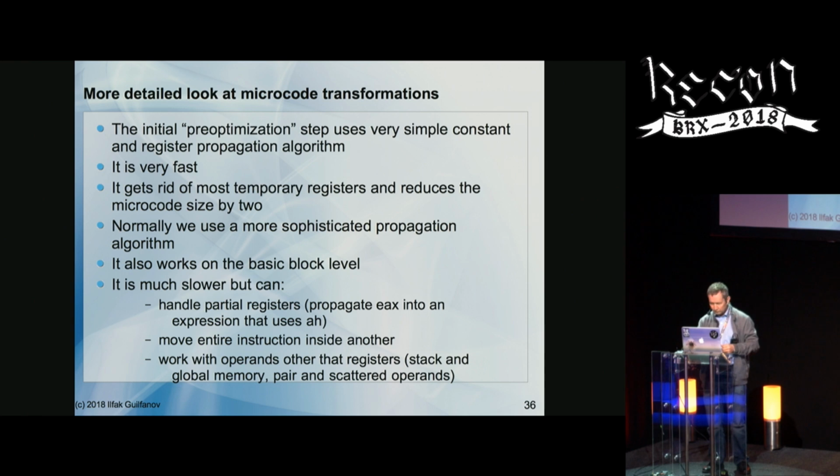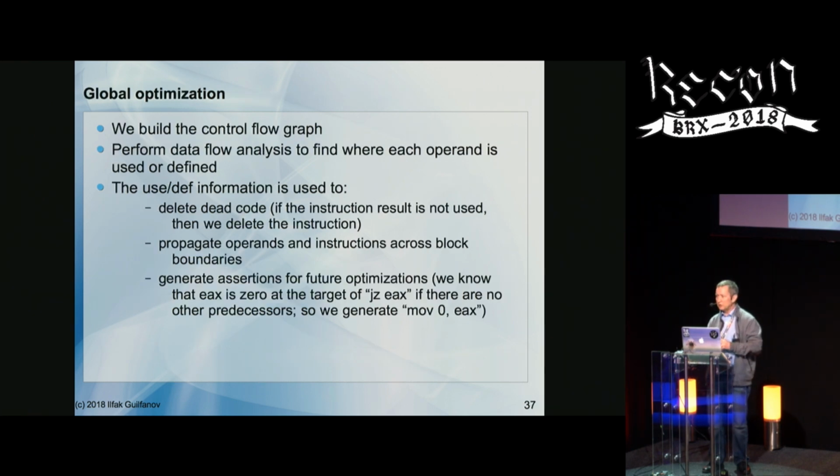things. Once we handled all basic blocks individually, we try to optimize things globally. For that, we build the call graph. And this way, we know which basic block, what are the flow controls, control flow transfers. And then we can perform data flow analysis and further optimize the code by deleting the dead code, propagating operands across block boundaries, and other kinds of optimizations.